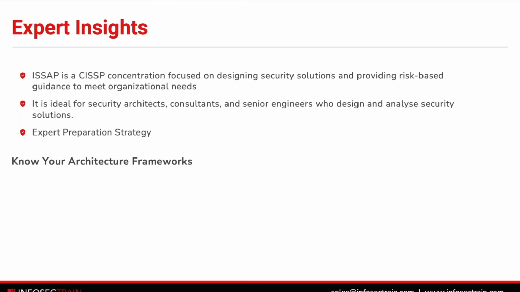So basically, people who are working in enterprise architecture, like TOGAF, SABSA, and you want to pursue a career as a security architect or cloud architect, and you want to get your hands on one of the architect certifications, then ISSAP is for you.